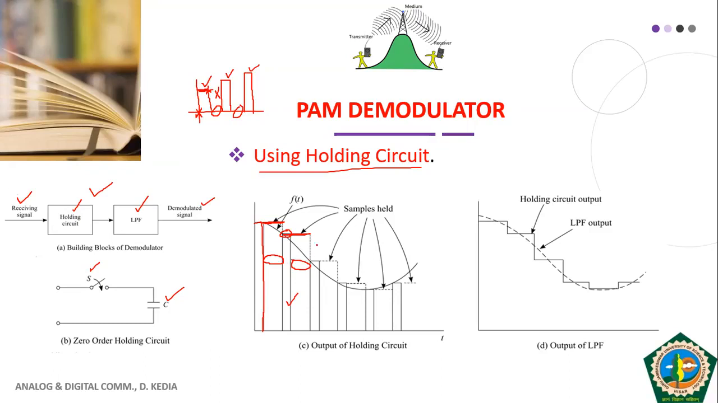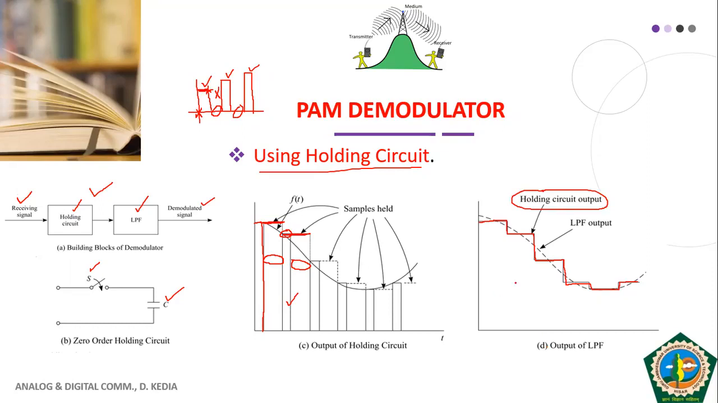Okay, so this is how it keeps on holding the value of the corresponding pulse during the gap period. And this is what we get at the output of the holding circuit, like a staircase. So we get a staircase kind of signal at the output of the holding circuit. I hope all of you have been able to understand this. It is very, very simple.